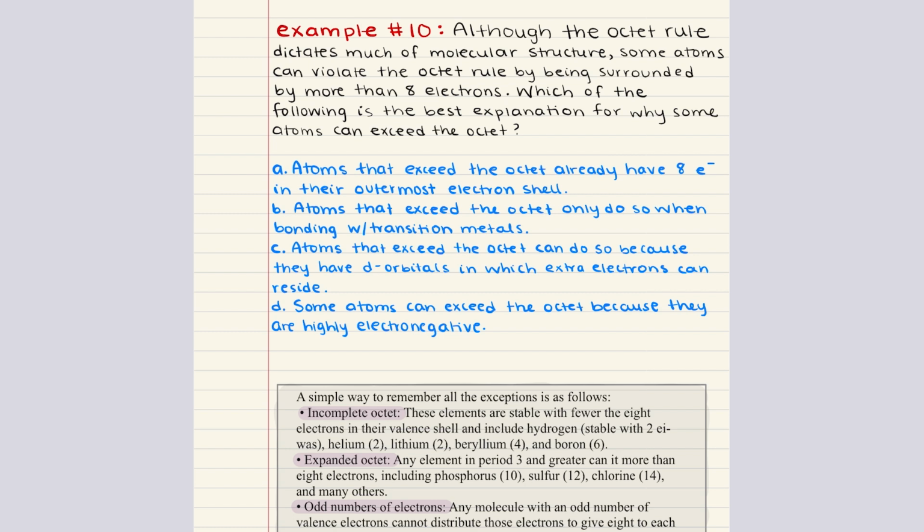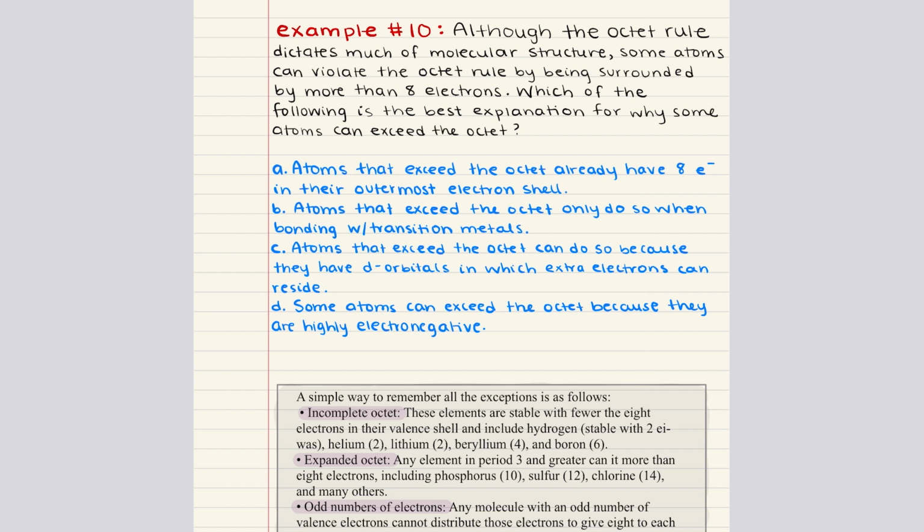To determine why some atoms can exceed the octet rule, it's essential to understand the basic principles of electron configuration and molecular structure. Remember that the octet rule states that atoms tend to form bonds until they're surrounded by 8 valence electrons, and that helps them achieve a stable electron configuration similar to that of noble gases. However, there are exceptions to the rule, particularly for elements in the 3rd period and below, or n equals 3 and greater. All right, so keeping that in mind, let's go through these answer choices.